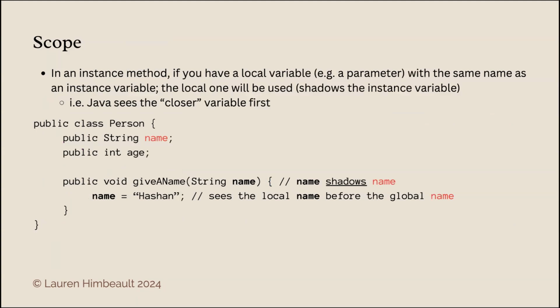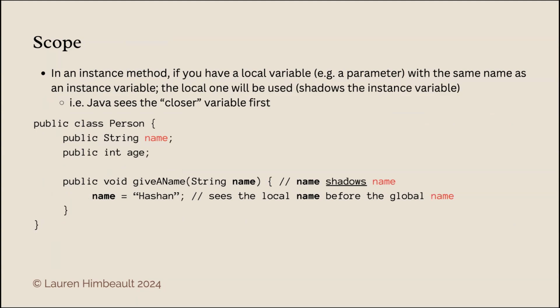Okay, so in an instance method, such as our haveBirthday, or this one is like update a name or give a child a name, whatever it might be. If you have a local variable as a parameter with the same name as an instance variable, the local one gets used first. It's called variable shadowing. Okay, it shadows the instance variable.